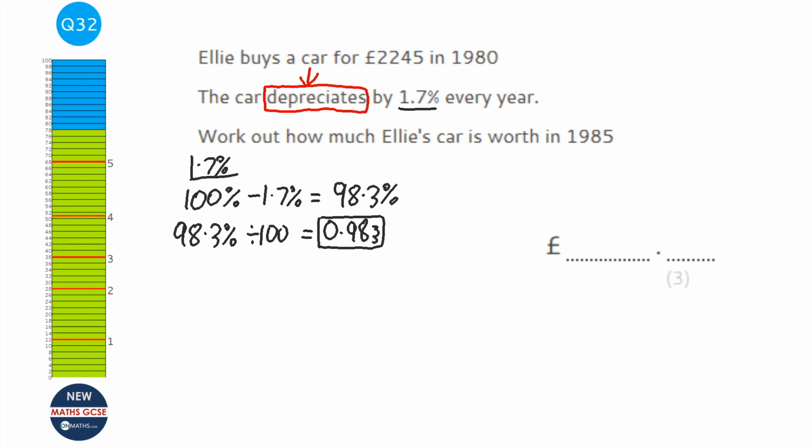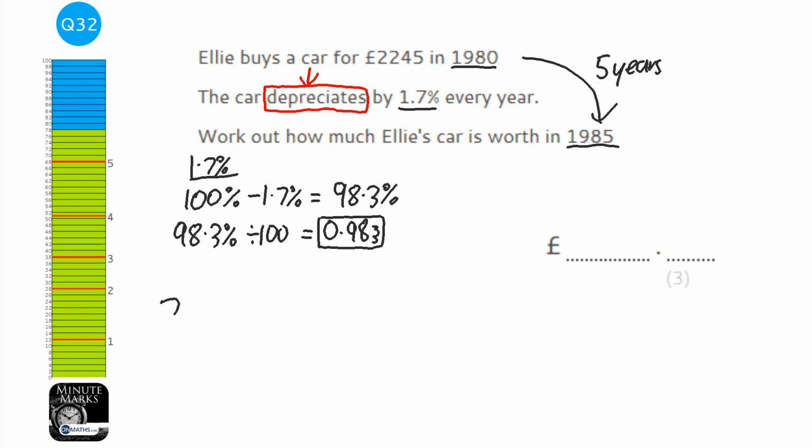So we've got a car we bought in 1980, and what is it worth in 1985? So that is 5 years. So it's going to depreciate by 1.7% every year. So we've got the 2,245, and if we times it by 0.983 once, that's 1 year. But we need to times it by that amount 5 times. And instead of writing that times 0.983 times 0.983 times 0.983 5 times, I can just do it to the power of 5.